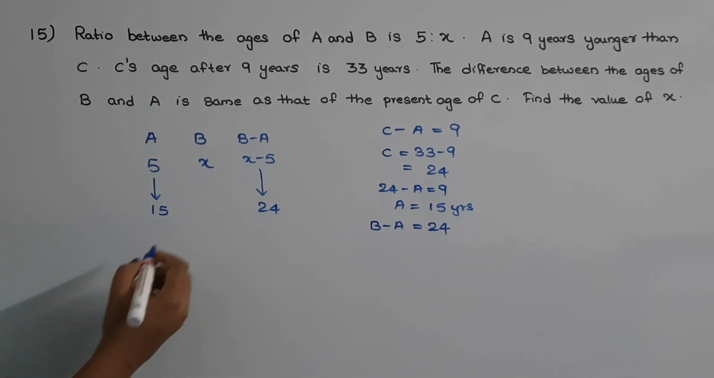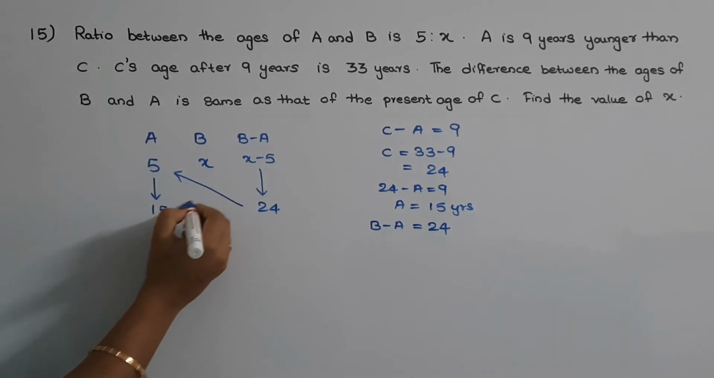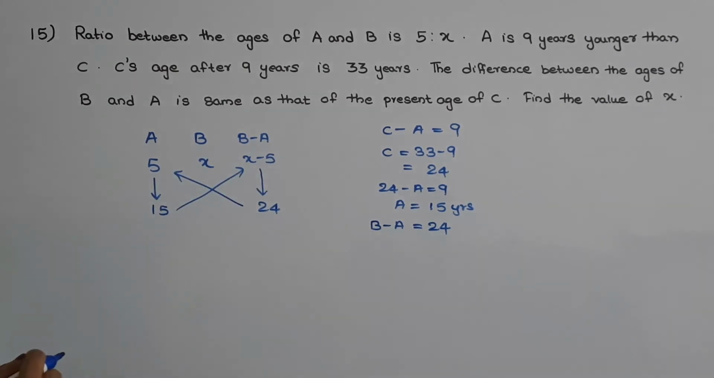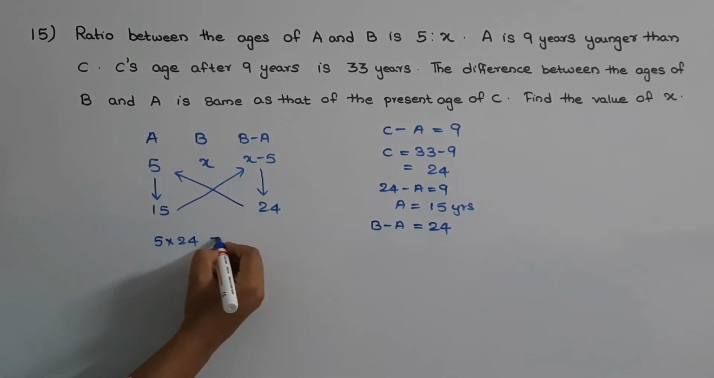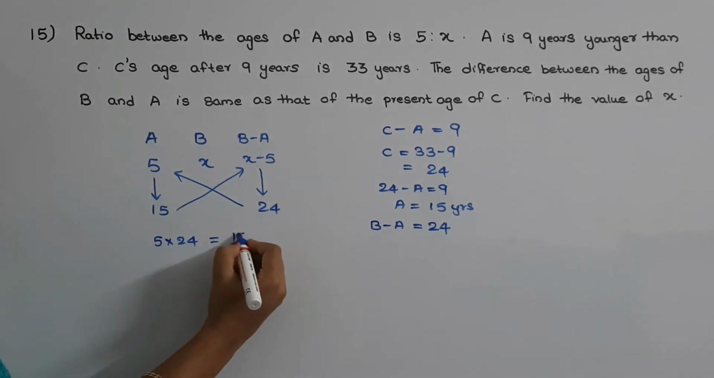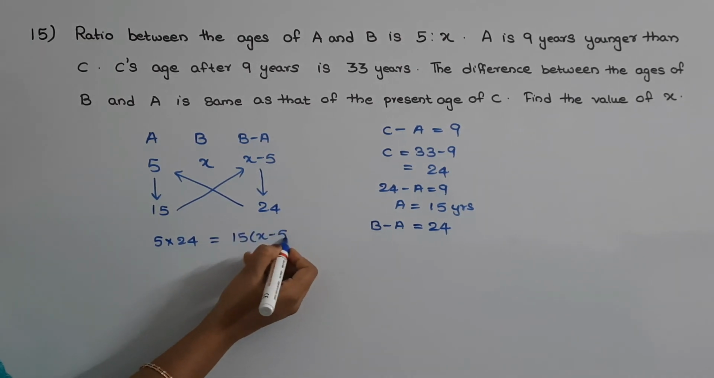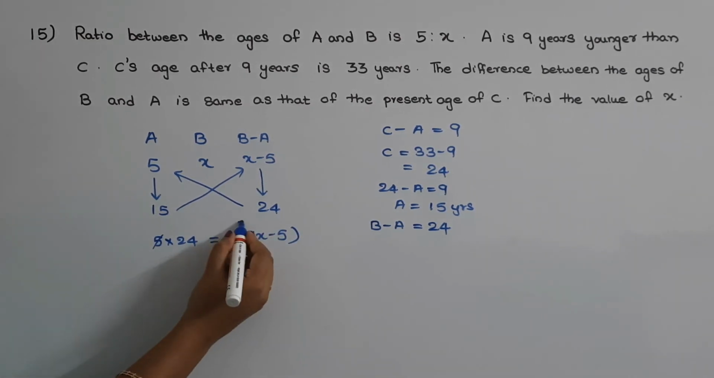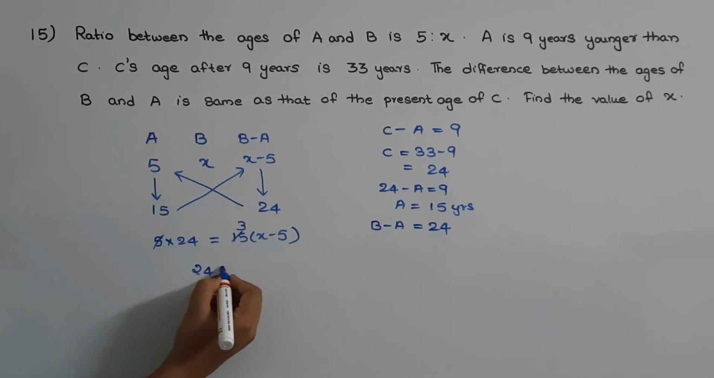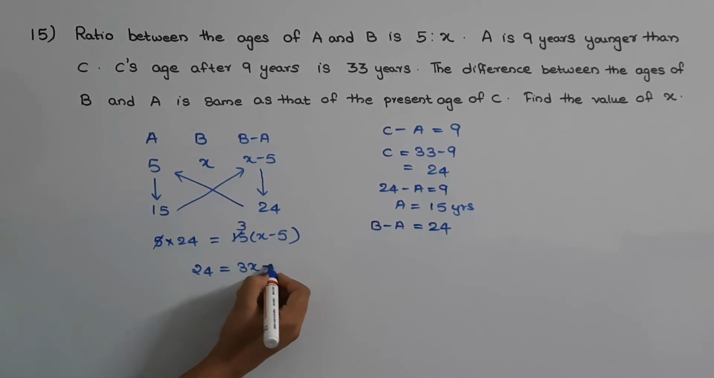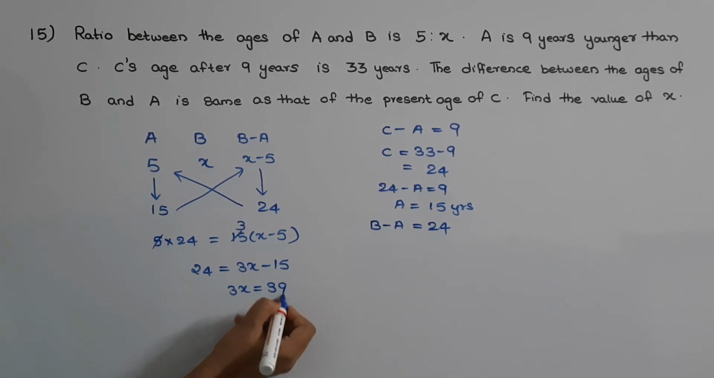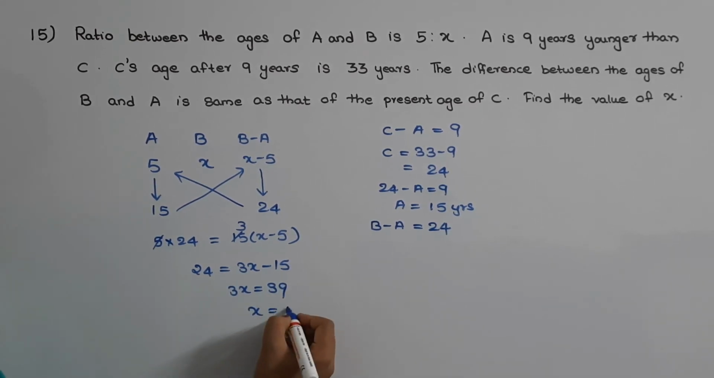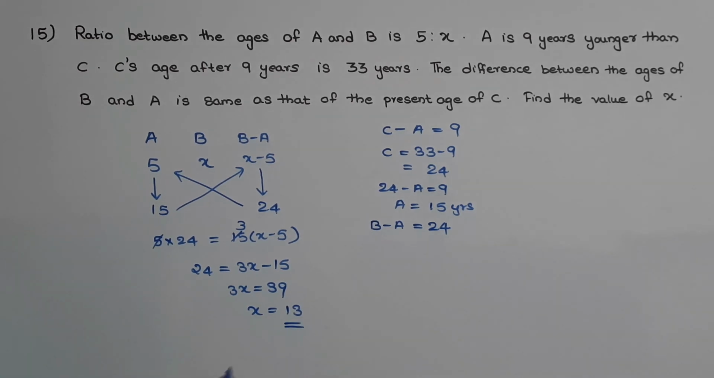Now, on cross multiplying, we will get the value of X. So, 5 into 24 is equal to 15 into X minus 5. That is 24 is equal to 3X minus 15. So, 3X is equal to 39. So, from this X value is equal to 13. So, this is the answer.